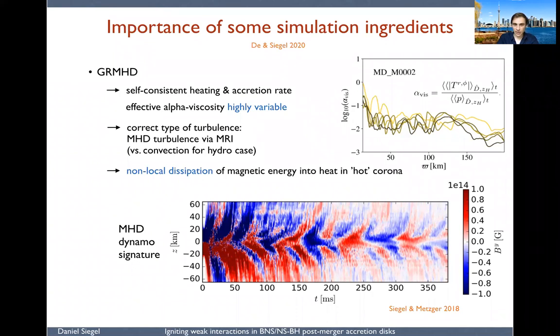You can see this down here, this nice butterfly diagram that's indicative of a dynamo signature, where you see essentially that toroidal fields are generated in the mid plane, and so magnetic energy is created in the mid plane, and then slowly migrates toward higher latitudes where it's dissipated into heat and contributes to heating of that hot corona. And you can clearly see here the magnetic cycles of opposite polarity.